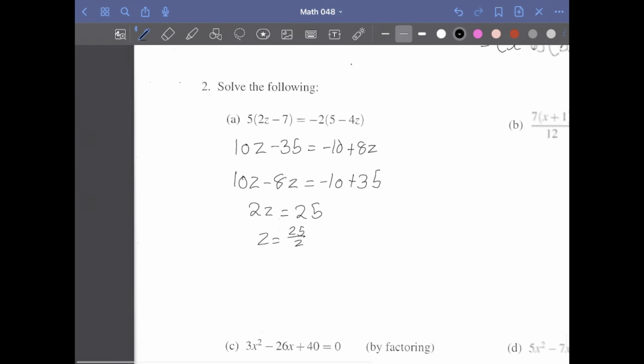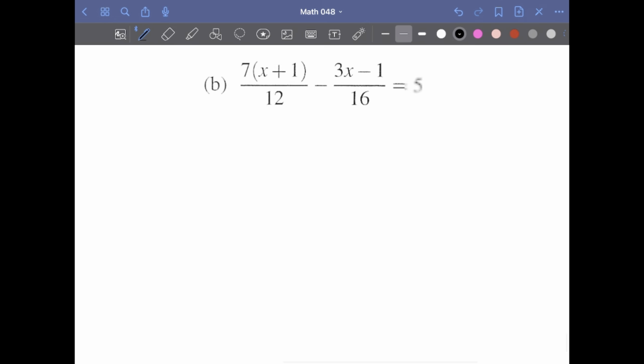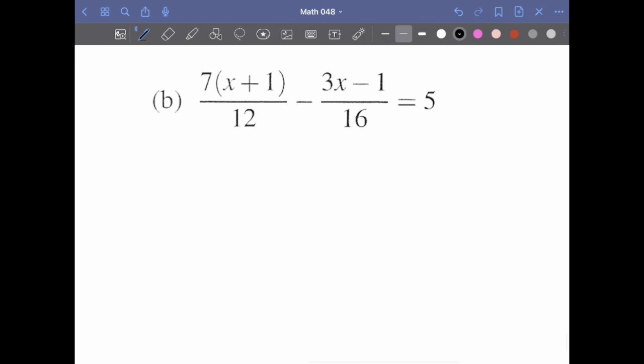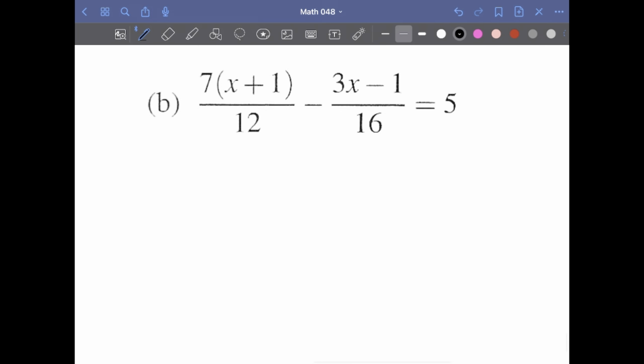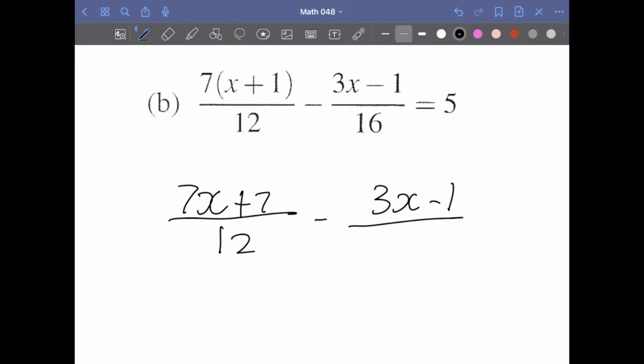Okay. Now over here, when I see this, the first thing I want to do is distribute this 7. So I'm going to have 7 times x is 7x, 7 times 1 is 7. 7x plus 7 divided by 12 minus 3x minus 1 divided by 16 is equal to 5.